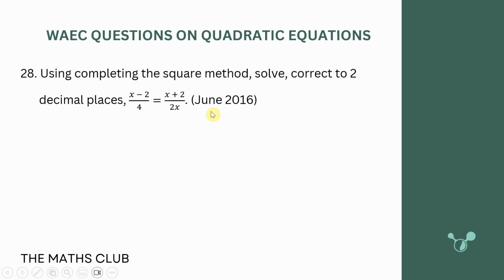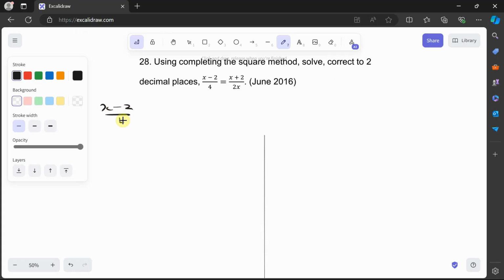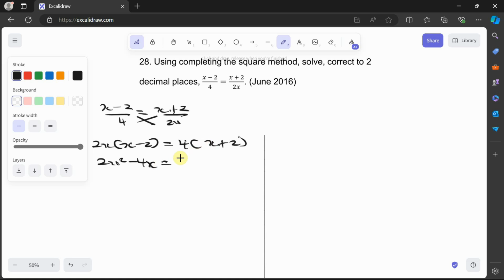Next question says that we should use completing the square method to solve and correct decimal places. (x minus 2) all over 4 is equal to (x plus 2) all over 2x. Don't forget to always pause the video and try this out yourself. So we are given x minus 2 all over 4 is equal to x plus 2 all over 2x. So let's cross multiply. That will be 2x multiplying x minus 2 and is equal to 4 open brackets x plus 2. 2x times x will give me 2x squared. 2x times minus 2 will give me minus 4x is equal to 4 times x will give me 4x. 4 times plus 2 will give me plus 8.